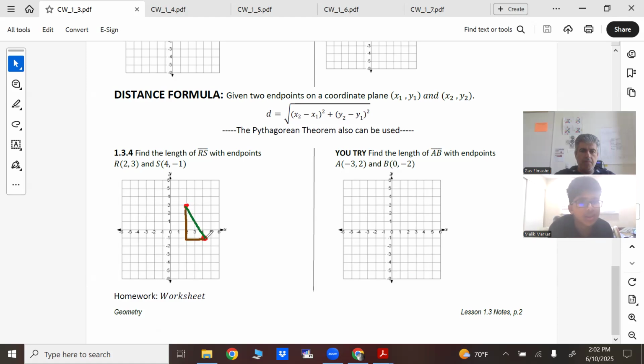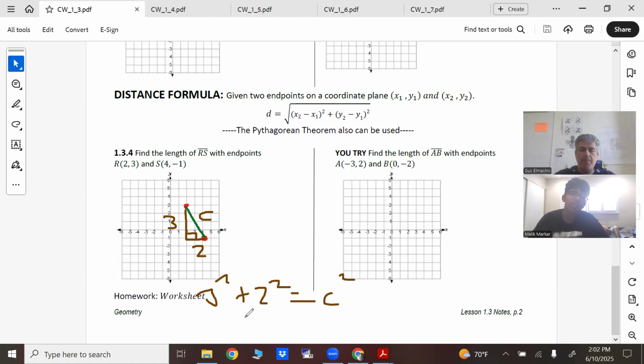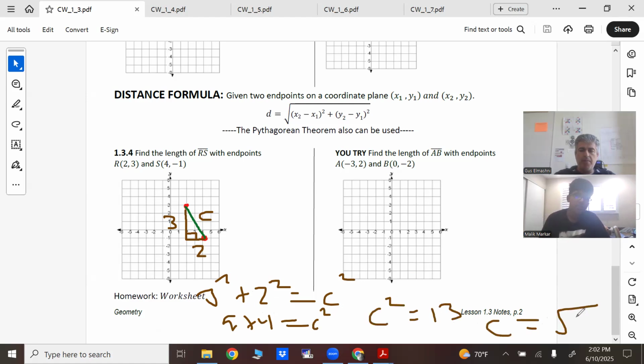Okay, and then just plot the points. Oh, it's just the Pythagorean theorem. So what theorem am I using here? Pythagorean theorem. Correct. So 3 squared plus 2 squared, 9 plus 4 equals 13. Correct. So C squared is 13, so C is root 13. Yeah, correct.